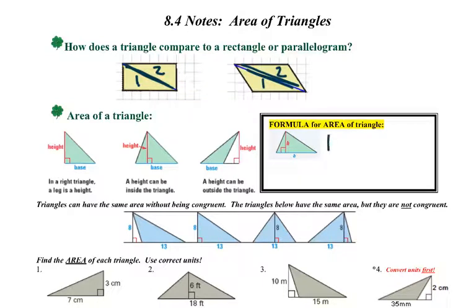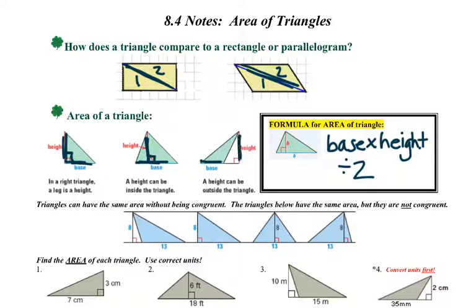So hence the formula for area of a triangle is base times height divided by 2. Base times height divided by 2. Or you'll hear me say a lot, in a triangle we divide by 2. And just like we've always had, base and height have to make a 90-degree angle. And you've learned this since elementary school.